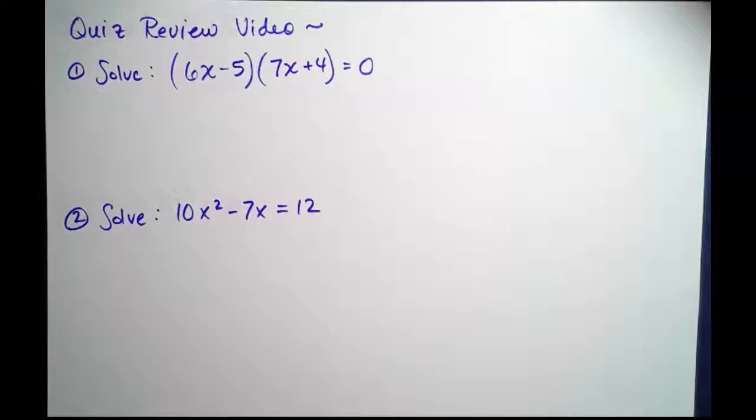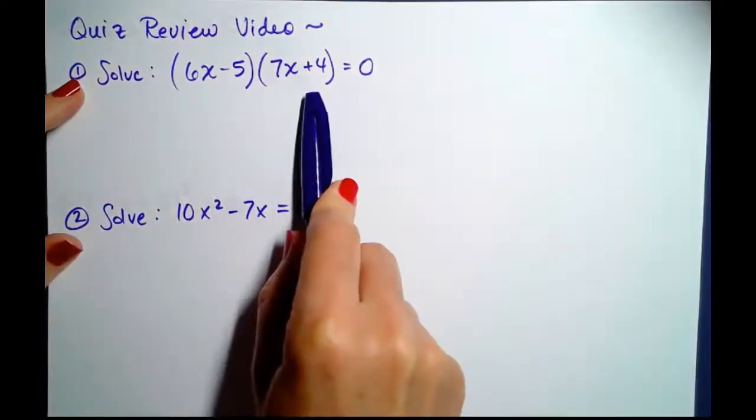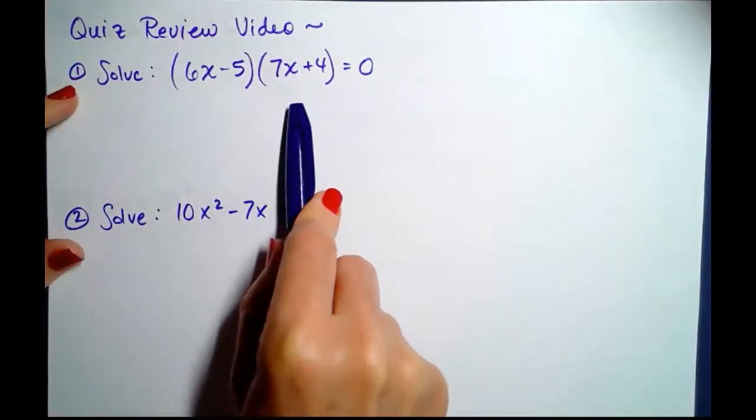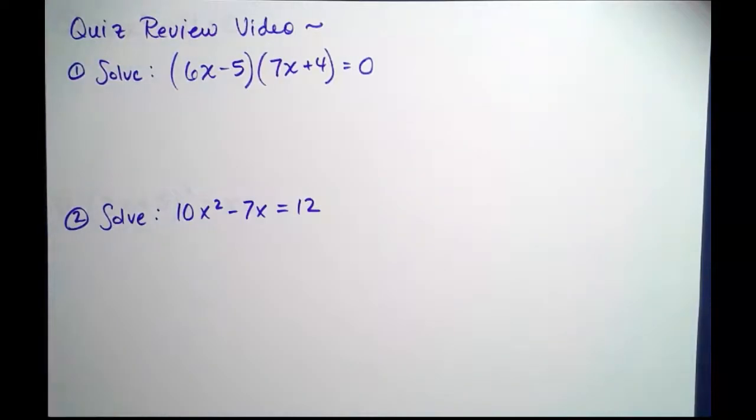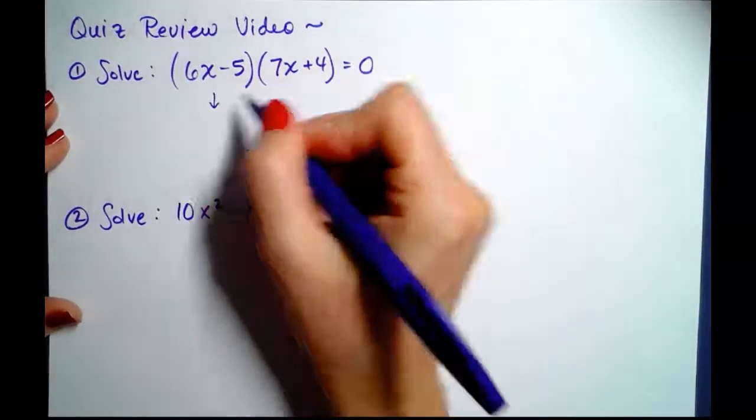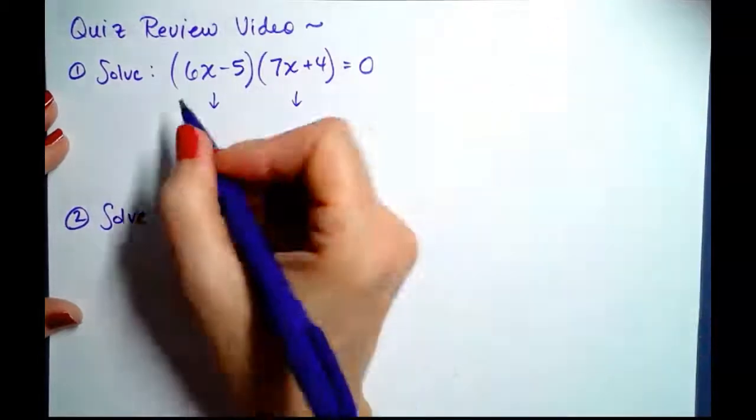Hi guys, here's a very quick quiz review before our quiz tomorrow over solving by factoring and solving by completing the square. So first of all, solve. In this particular problem, the quadratic expression is already factored. If it's already factored, then set each factor equal to 0 and solve for the two solutions.